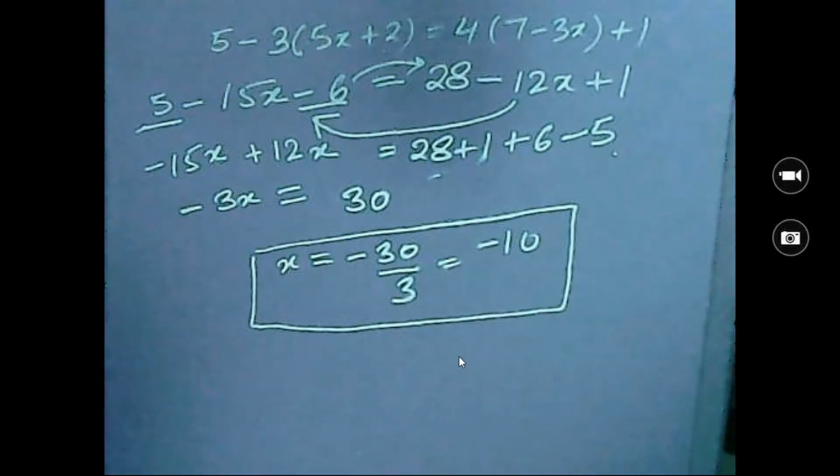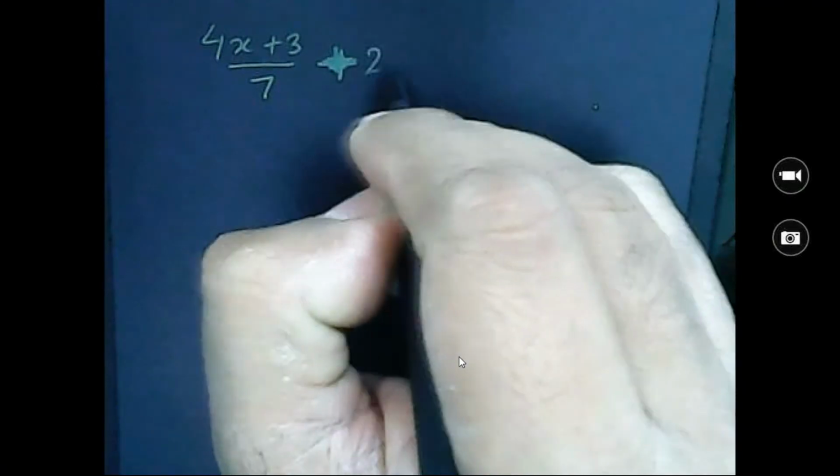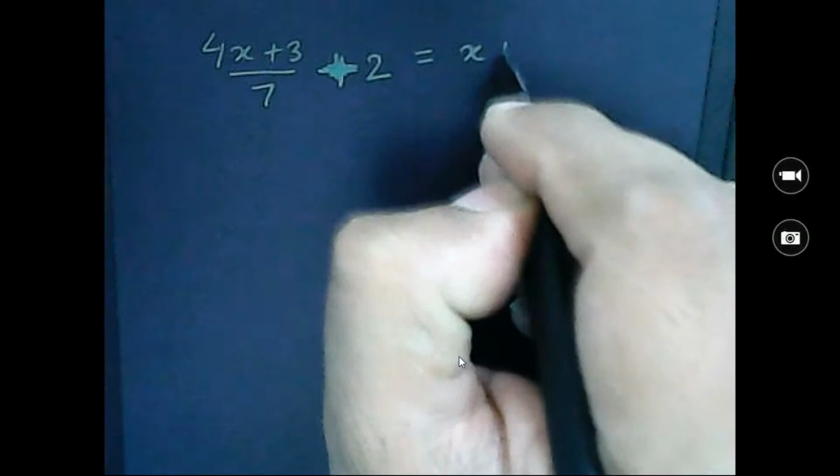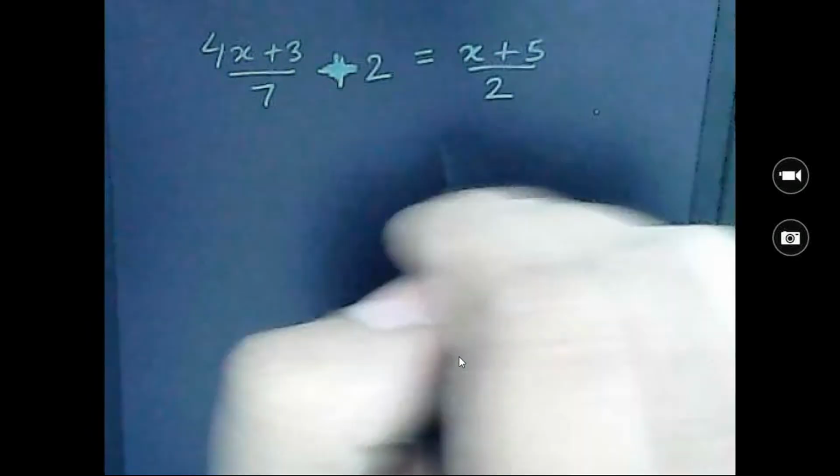So let me take one more example. Let's say, okay, now let's say we have an equation like 4x plus 3 upon 7 plus 2 equals x plus 5 upon 2.